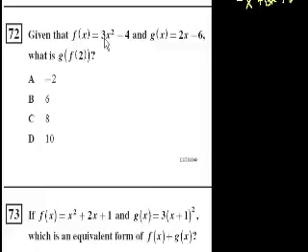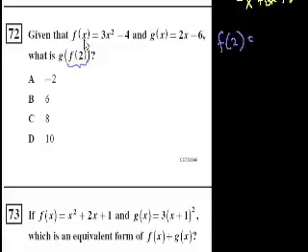Given that f of x is equal to 3x squared minus 4 and g of x is equal to 2x minus 6, what is g of f of 2? Well, here, since they gave us an actual number, so they didn't leave it abstract, we could figure out what f of 2 is and then pop it into g. So what's f of 2? I don't know if you can read. Yeah, you should be able to see that color.